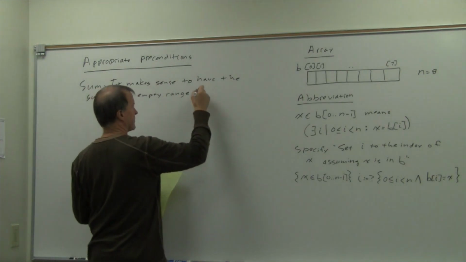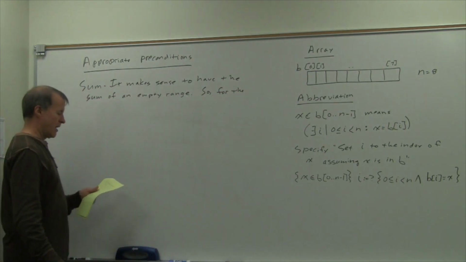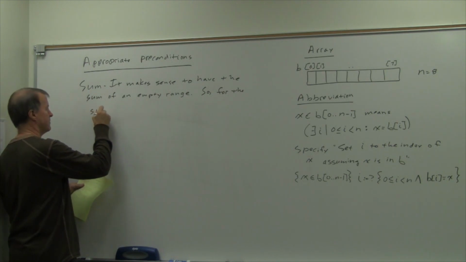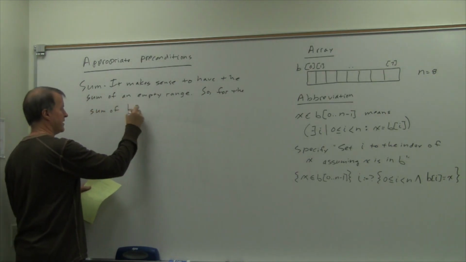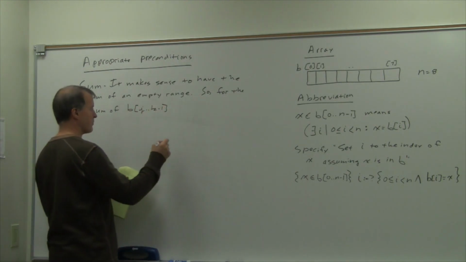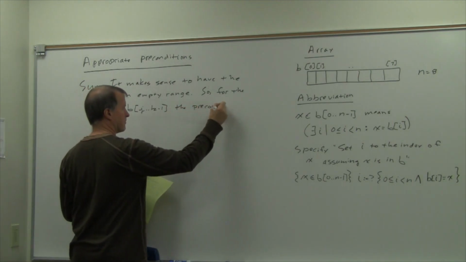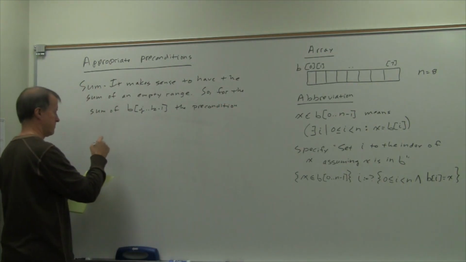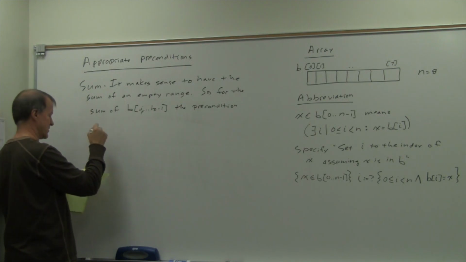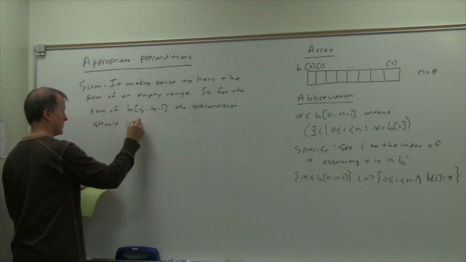So, for the sum of b[j..k-1], what should the precondition include? J equals k plus 1? It's going to involve an inequality. J is less than K. J is greater than.